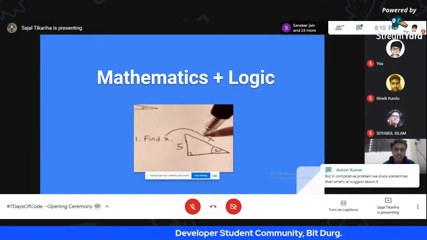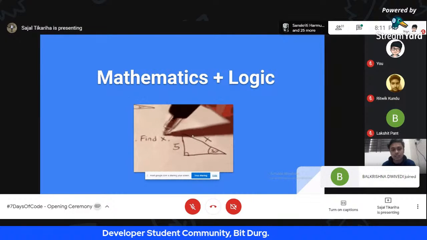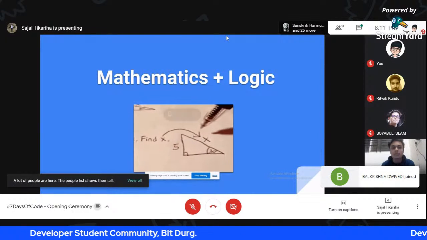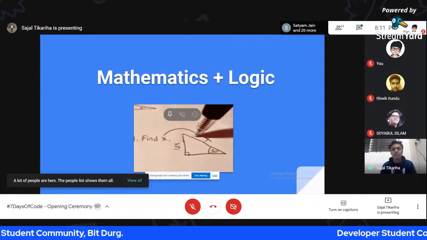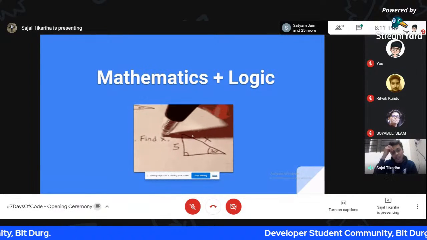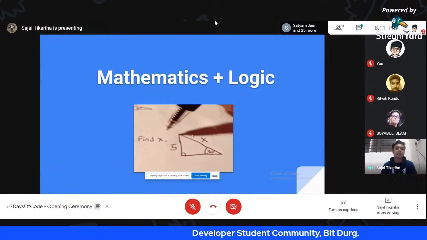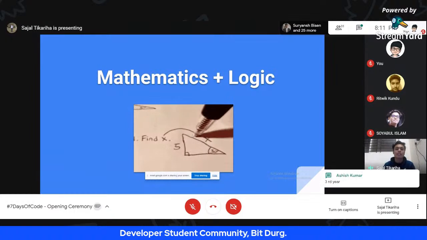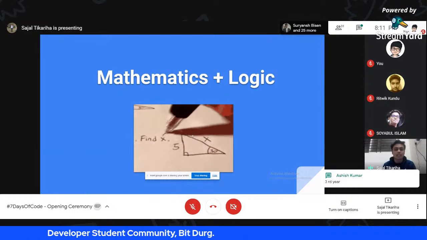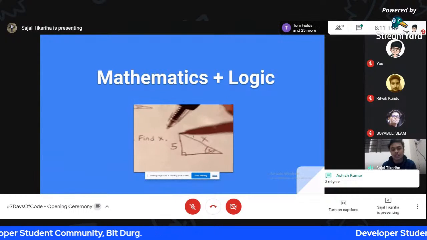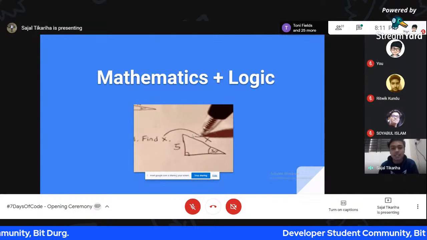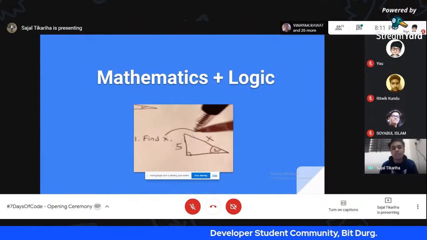Since most of the students are from first year and second year, you guys are pretty fresh with what you have learned in the mathematics of 11th and 12th. So in CS, it's the best way to use the mathematical and analytical skills that you have learned in your JEE days.